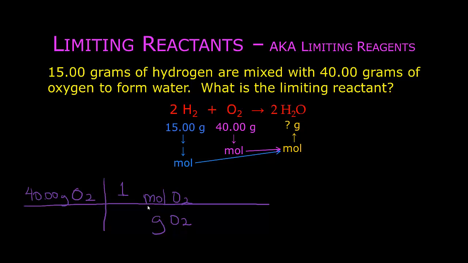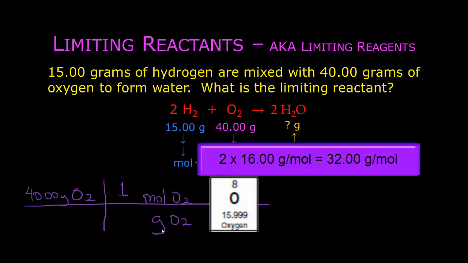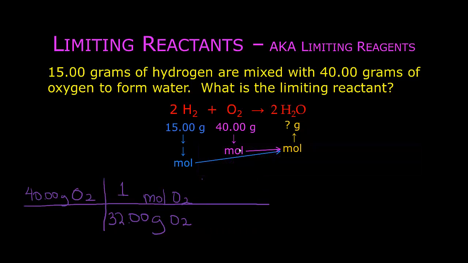And I've got grams per mole of O2, that's molar mass. So I'm going to look on the periodic table and find out how many grams are in 1 mole of O2. I have 2 oxygens, so I'm going to multiply that by the atomic mass, 2 times the atomic mass of oxygen, which is 32 grams per mole. I'm not stopping at the moles of oxygen. I need to go to moles of water, so I'm going to add another grid.